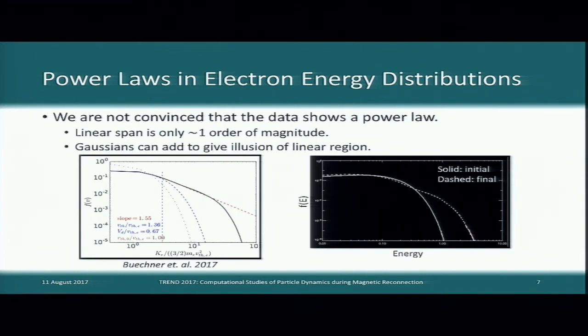But we're not convinced that these simulations are actually showing power laws, and we think that for 2 reasons. First off, the linear span that they're showing is only about 1 order of magnitude from here to here, but as we saw from the example 3D data, the span is actually more like 2 or more orders of magnitude. And we also argue that you can have 2 Gaussians that are added together and give the appearance of a linear region, and a Gaussian would be about this from the initial system, and you can see that this kind of looks like there are two added that give a linear region.